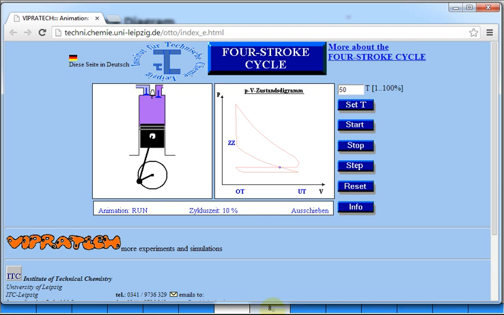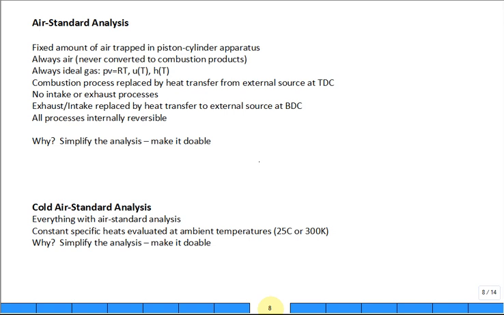Easy, yeah. All right. Now we jump over to air standard analysis. We want to make very simple calculations. This is a complex system, so we make some abstractions or simplifying assumptions, and then we can analyze it. In an air standard analysis, we assume there's a fixed amount of air completely trapped in the piston cylinder. There's no intake and exhaust valve to let it in and out. It always stays there. It never is converted to the products of combustion, CO2 and water, when you burn a hydrocarbon. We're just going to say it's always air.